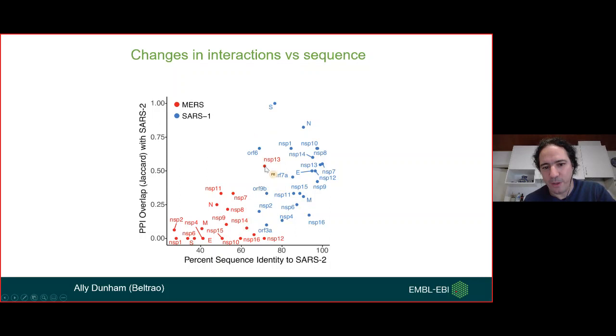And so, for example, NSP13 is an example where it shares more interactions than you would expect by this level of sequence similarity. Or in particular, ORF6 would be another example like this. So you can use this trend then to look for things that are off of this diagonal.